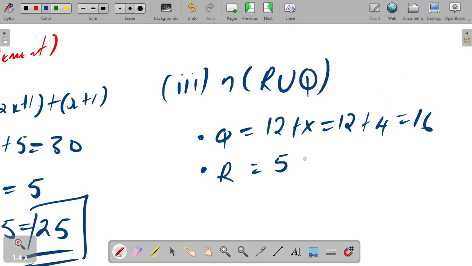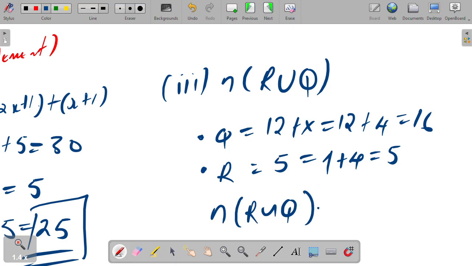Remember, this 5 comes about by adding 1 plus x, and our x is 4. 1 plus x is 5. Since we know the elements, we can write here n(R ∪ Q) is equal to 12 plus 4 plus 5.